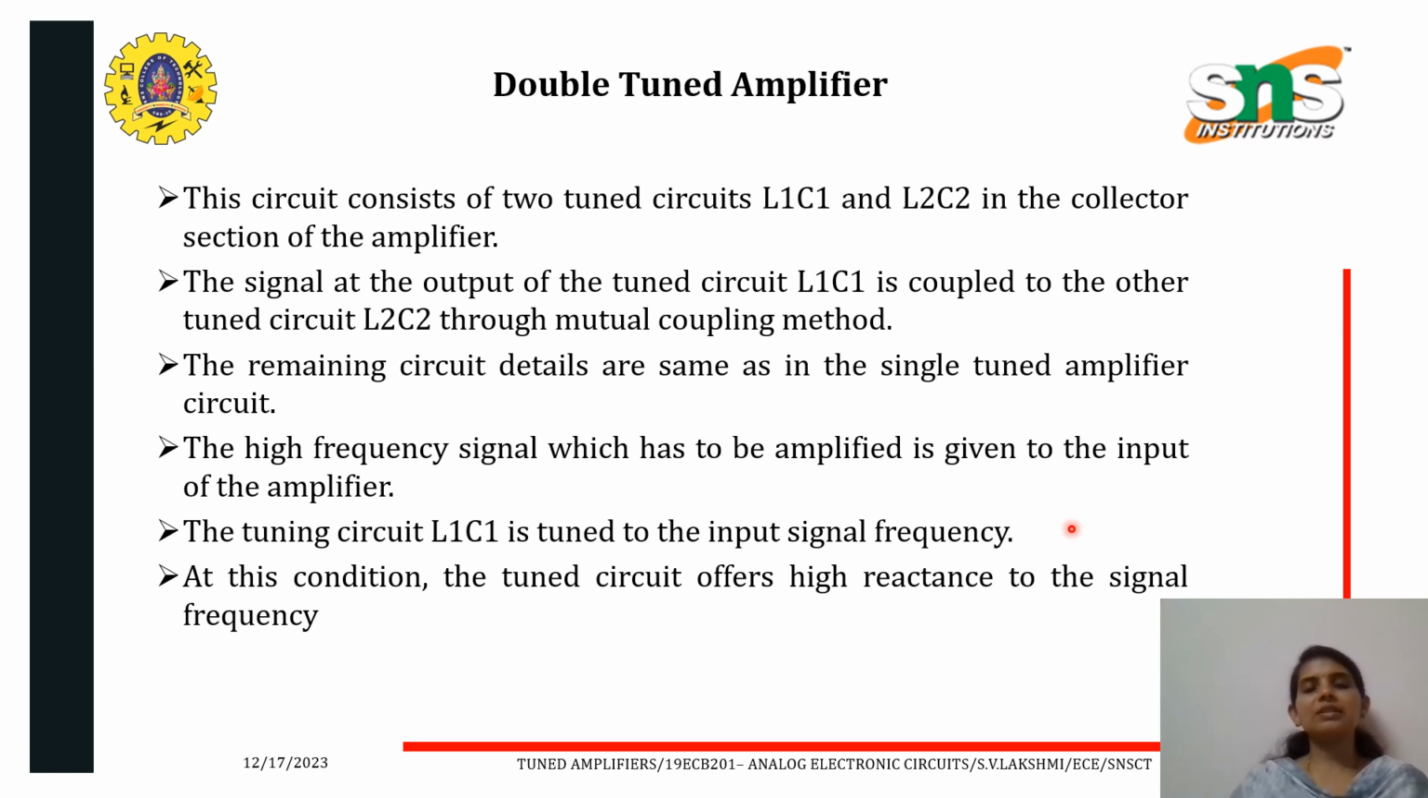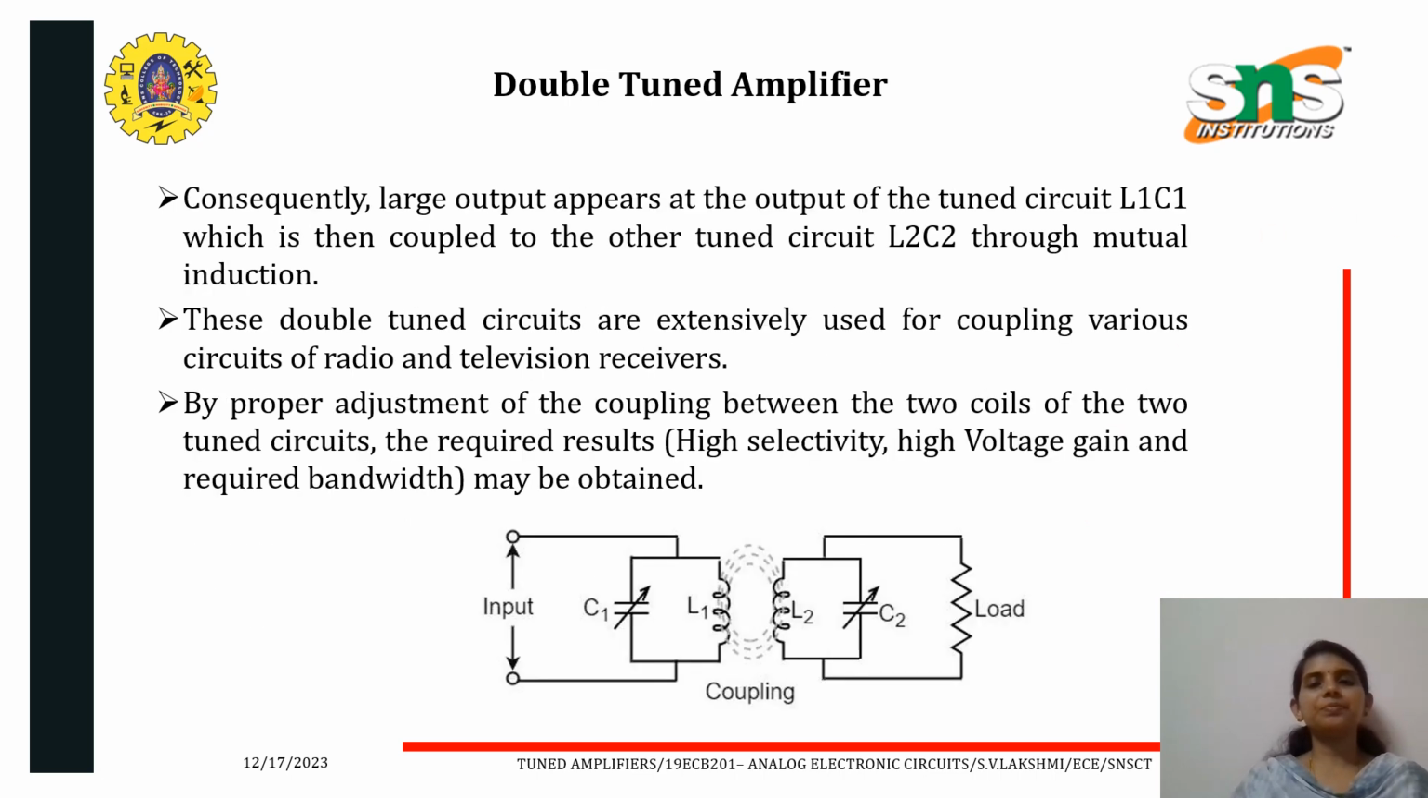As we have discussed, the high frequency signal to be amplified is given to the input of the amplifier, and the tuning circuit is tuned to the input signal frequency. In this condition, the tuned circuit offers high impedance to the signal frequency. The large output which appears at the output of the tuned circuit L1C1 is coupled to the other tuned circuit through mutual induction. These double tuned circuits are used for coupling in various radio and television receivers.